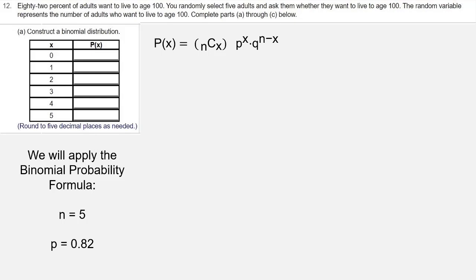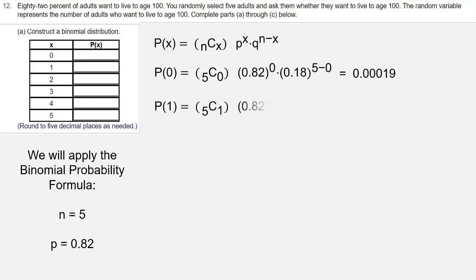So we need some additional values besides just n and p. We're going to need the value of q, and then for the value of x, we're going to plug in 0, 1, 2, 3, 4, and 5. So for the probability of 0, we have 5C0, p to the 0, and p is 0.82, times q. If p is 0.82, then q is 1 minus 0.82, which is 0.18, to the 5 minus 0, which is 0.00019, rounded to 5 decimal places.